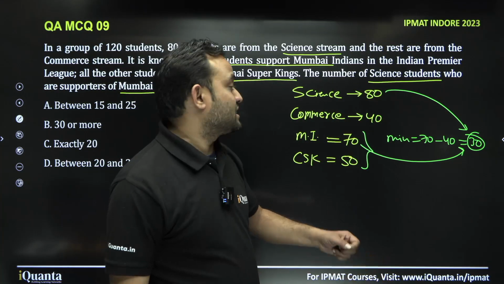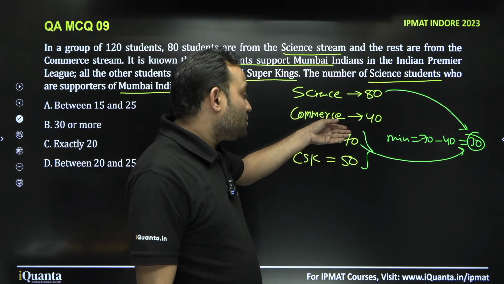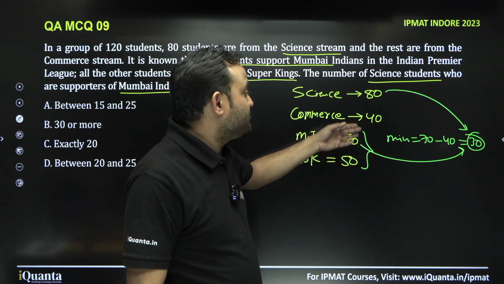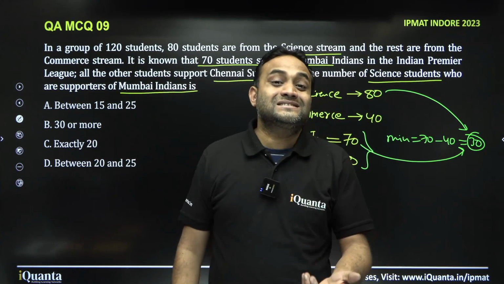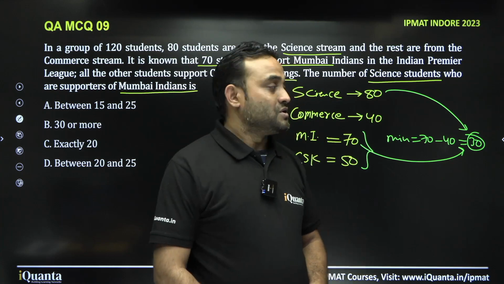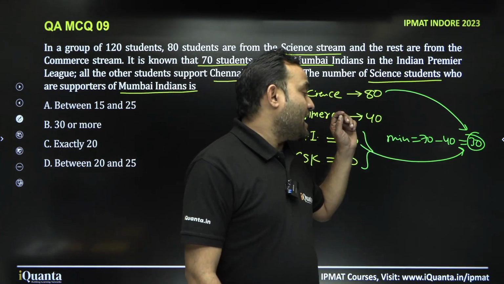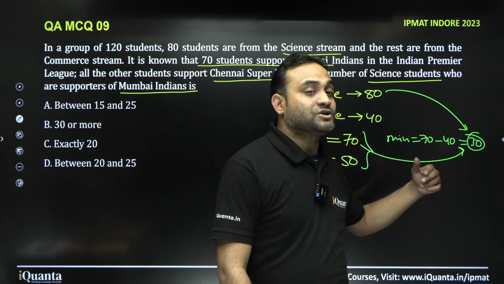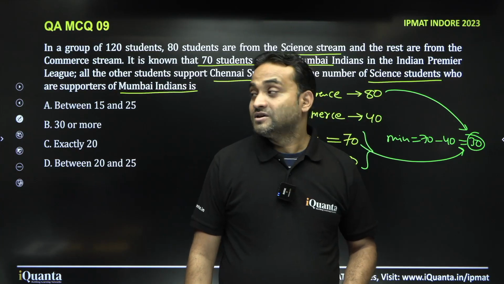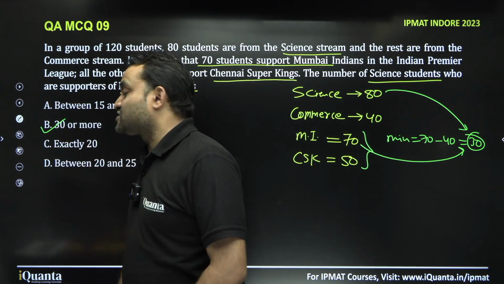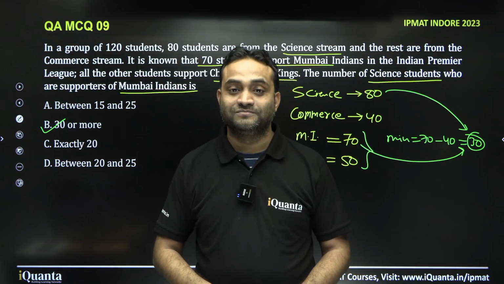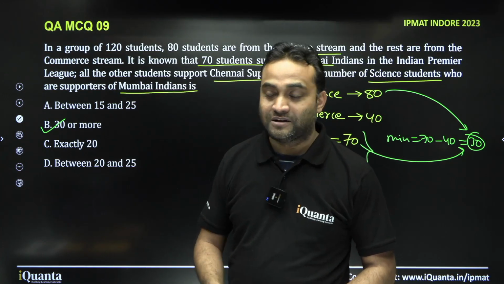मैक्सिमम कितना हो सकता है. सो आउट ऑफ 70, ऑल ऑफ दीज मुंबई इंडियंस सपोर्टर कैन बी फ्रॉम साइंस. So number of students from science stream who support Mumbai Indians could be any value from 30 to 70. So if you check the options, only one option makes sense, which is 30 or more. So our answer is option B.